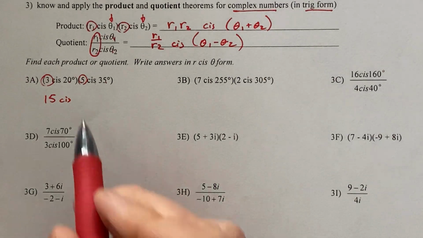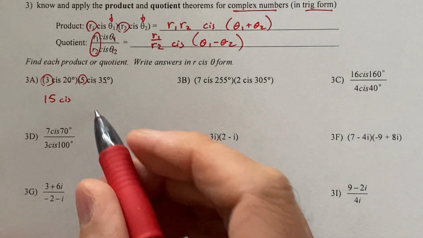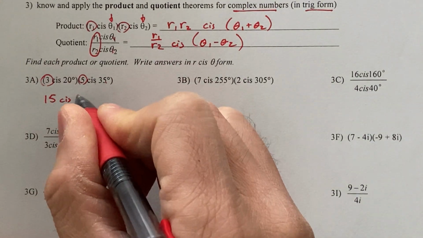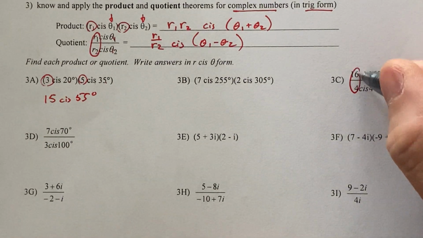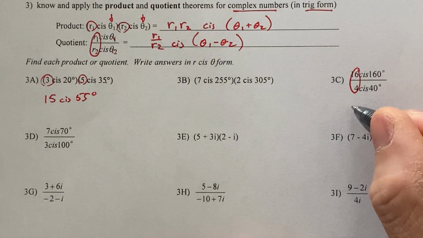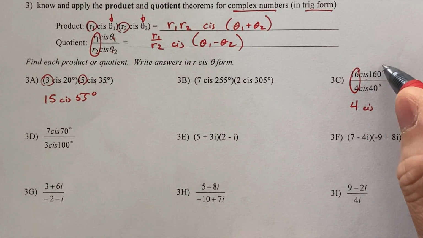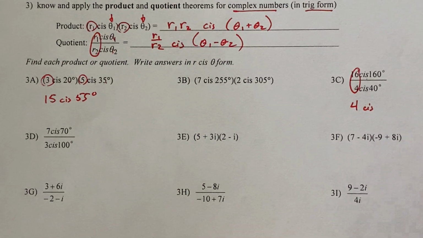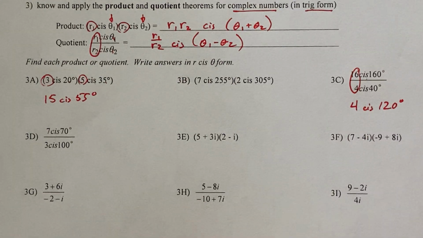So what I'm going to do is not multiply them together, but add them, just like I would if these were exponents. So that's going to be 55 degrees. Okay. If I did a division, same thing. These are like elementary school numbers. I would divide them. That gives me 4 CIS. If this was 16x raised to the 160, 4x raised to the 40, would I take 160 divided by 40? No, I would subtract them and end up with 120 degrees.